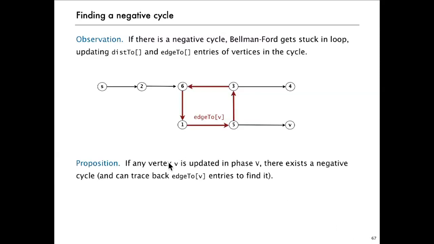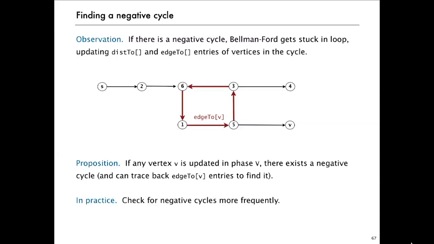So by testing what happens after Bellman-Ford is done, even if there are negative cycles present, we can find the negative cycles. And in fact, if some vertex is updated in the last phase of the Bellman-Ford algorithm, then there's a negative cycle. And not only that, edgeTo[v] is the last edge on that cycle. That's the way you got to v, and you can trace back to find the cycle.